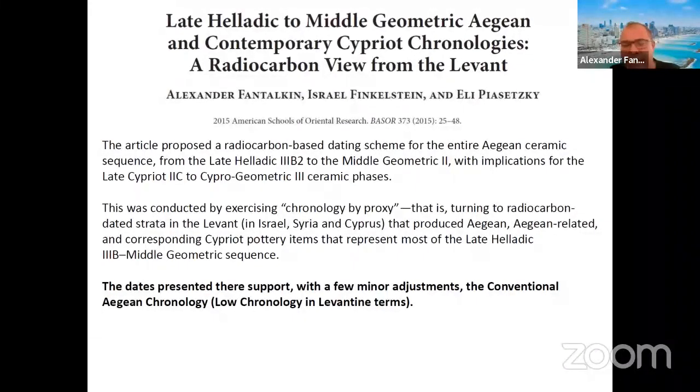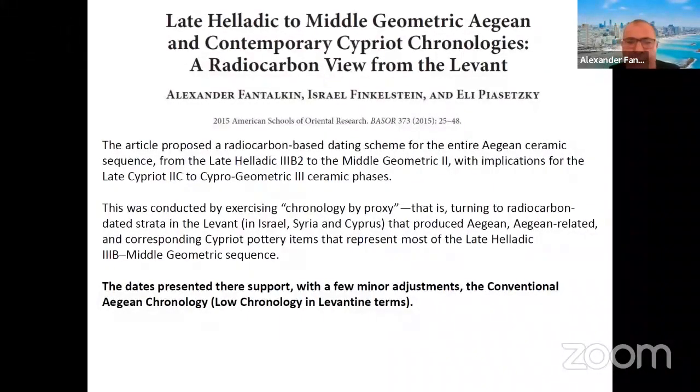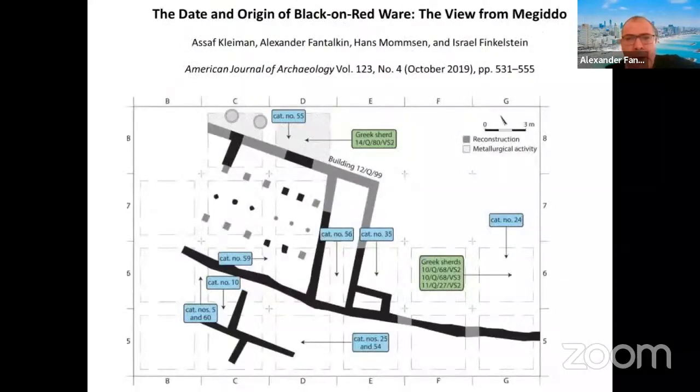We did it exercising what we call chronology by proxy. We turned to radiocarbon dating strata in the entire southern Levant, including Syria, Cyprus and Israel, that produced Aegean-related and corresponding Cypriot pottery items that represent most of the Late Helladic 3B all the way down to the Middle Geometric sequence. The dates presented in this article strongly support, with a few minor adjustments, that the conventional Aegean chronology, low chronology in Levantine terms, should be sustained.